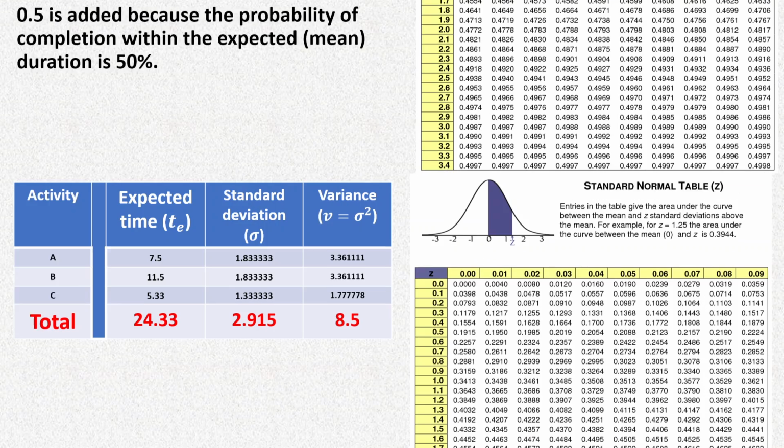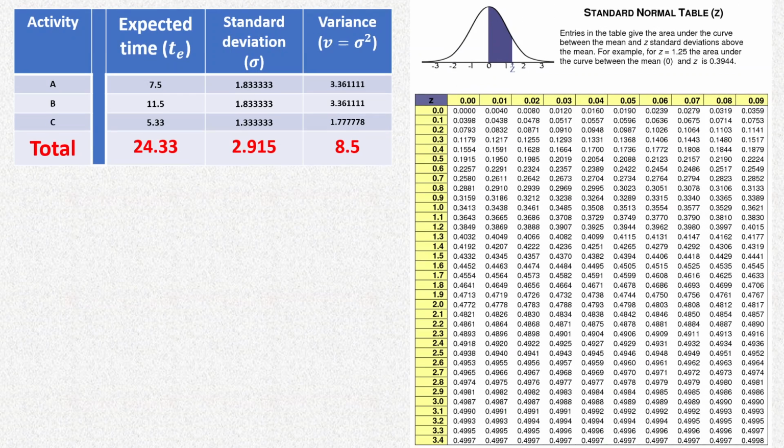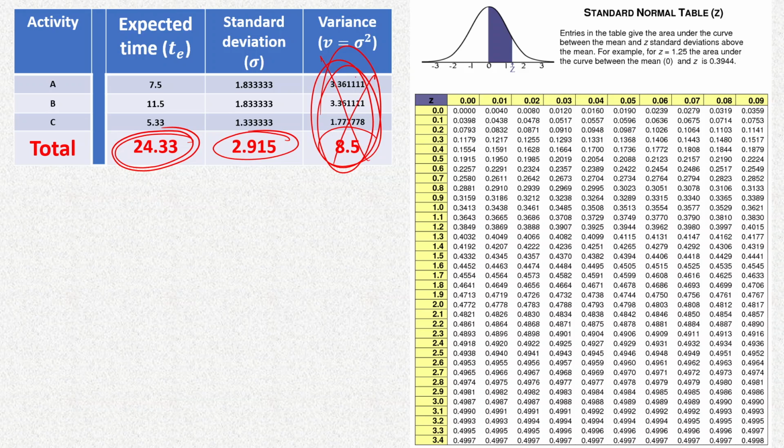Now we'll use our own example. This is our expected duration, this is the standard deviation. Variance at this point is not useful anymore. We have already used it to find out the standard deviation. So this is what we are going to use now, only these two values.